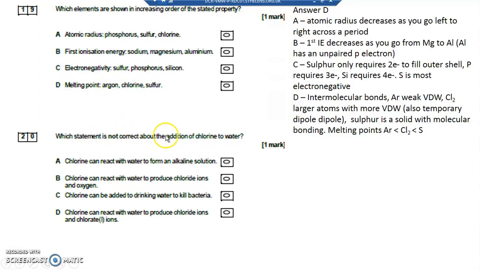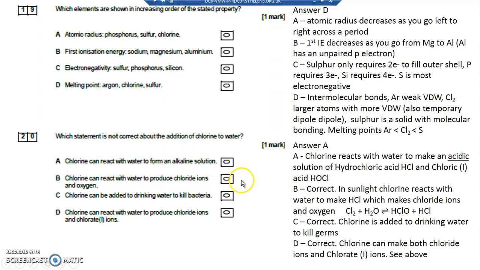Which statement is not correct about the addition of chlorine to water? Chlorine can react with water to form an alkaline solution. No, it forms an acidic solution. It forms hydrogen chloride, which makes hydrochloric acid, which dissociates to make H+ ions. So A is incorrect. Let's have a look at the spoilers on the other ones then.